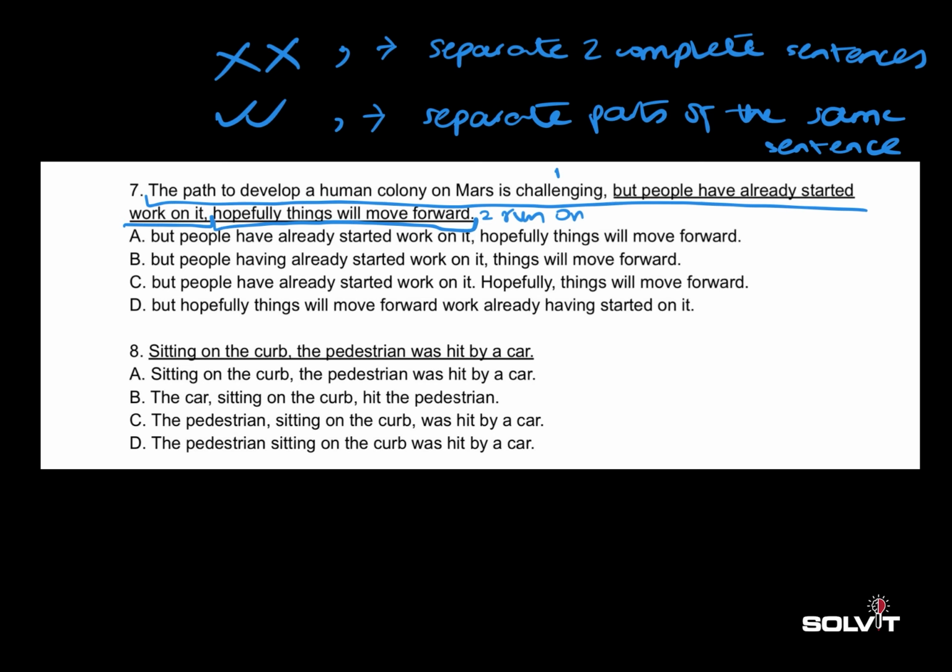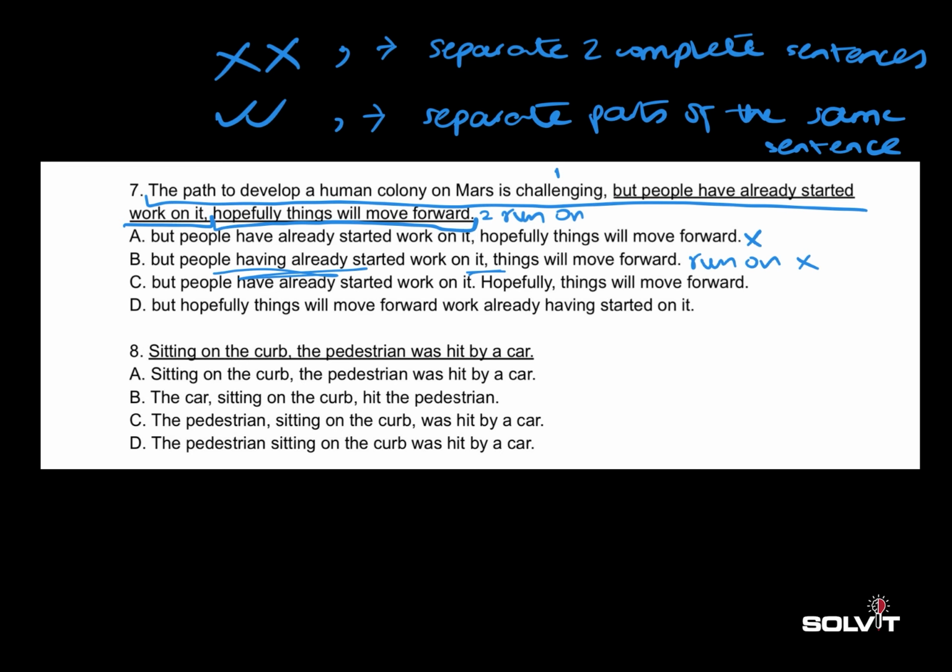So let's see. Now, as you notice, only some part of the sentence has been underlined, which means we only have to improve that part, right? Starting from here: but people have already started work on it, hopefully, things will move forward. So we only have to improve this part, not the entire sentence. Now, option number A is the same as the question, so we will cancel that right away. Option B is, but people having already started work on it, comma, things will move forward. This is grammatically incorrect, okay? And again, they have used a comma here to separate two complete sentences. So this is still a run-on, so we'll cancel this option.